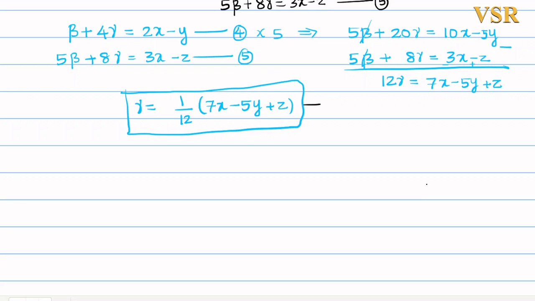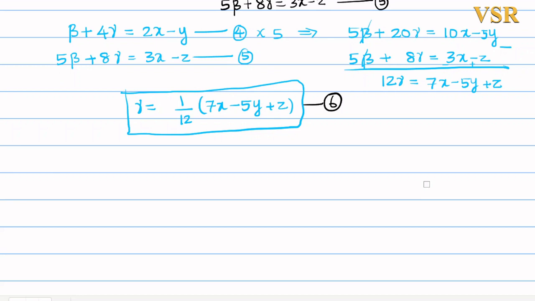So I call this my equation 6. Substitute 6 in 4. So what I'm having, this implies that beta plus... I'll multiply the fourth equation by 12, so that 12 gamma can be easily substituted. So I'm writing this way.